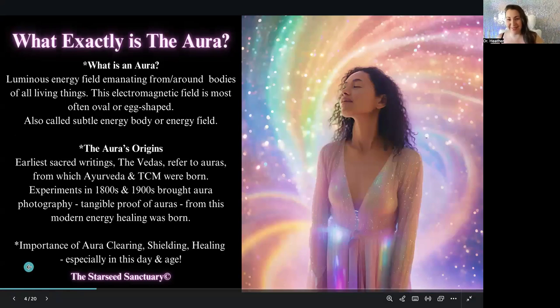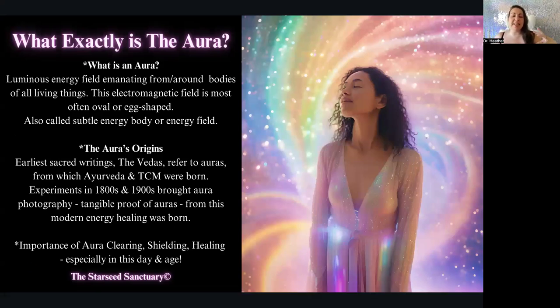Okay, so what exactly is the aura? The aura is a luminous energy field that emanates from and around the bodies of all living sentient things. That includes animals, plants, trees, flowers, etc. It's an electromagnetic field and it's mostly oval or egg shaped when it's healthy. It's also referred to as the subtle energy body or energy field.